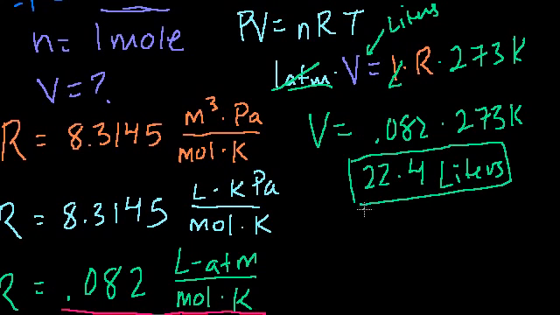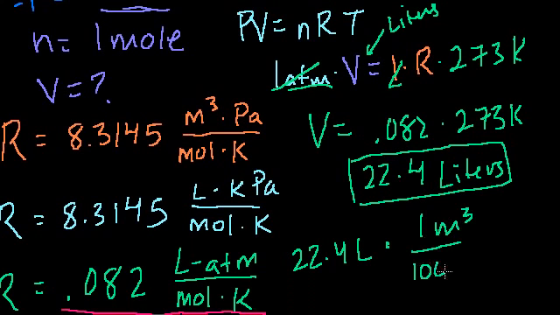And if you wanted to know how many meters cubed it's going to take up, well, you could just say 22.4 liters times, now how many meters cubed are there? For every 1 meter cubed, you have 1,000 liters. I know that seems like a lot, but it's true. Just think about how big a meter cubed is. So this would be equal to 0.0224 meters cubed if you have something at 1 atmosphere, a mole of it, and at 0 degrees Celsius.